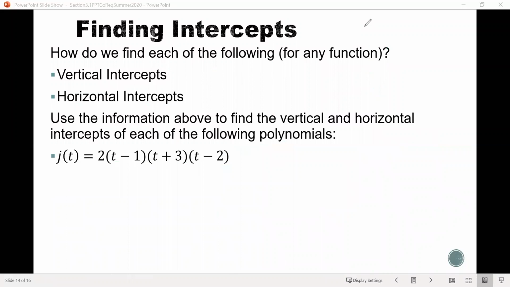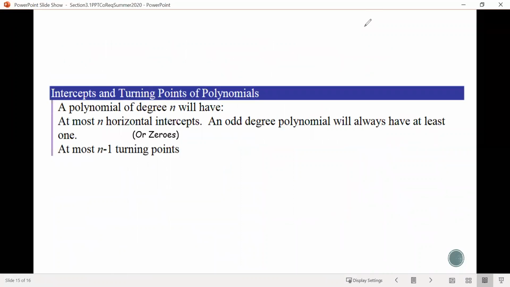Okay. So here, this slide summarizes a little bit of what we just saw. So first of all, if we have a polynomial of degree n, so n is just the number for the degree, well, a polynomial like that will have at most n intercepts, horizontal intercepts, or sometimes you see horizontal intercepts referred to as zeros. Notice that it says at most n.